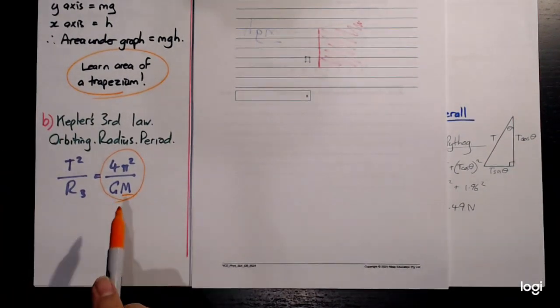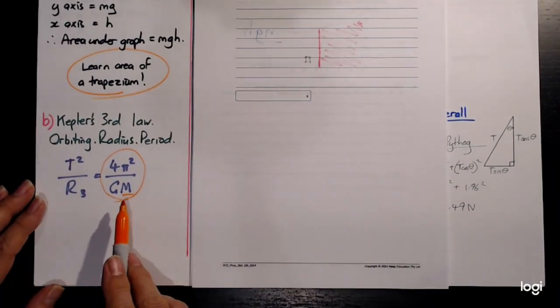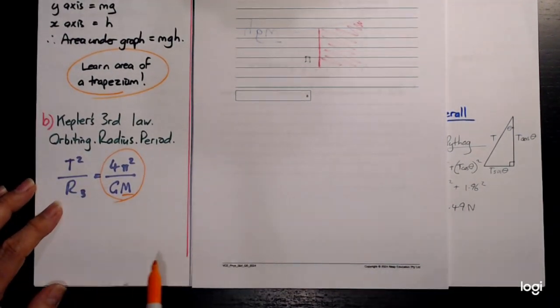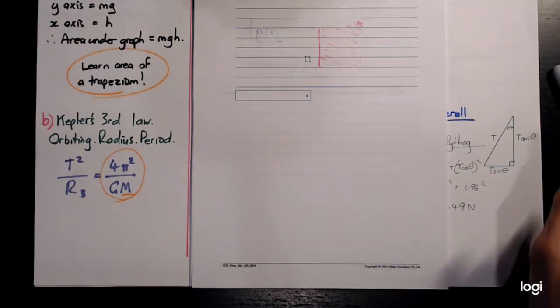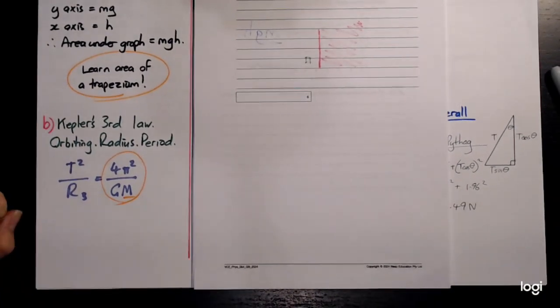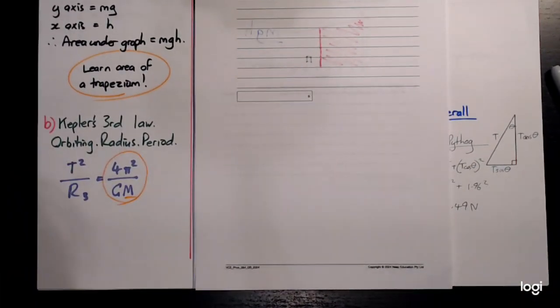But that's sort of the beauty of this. If you know this ratio for one thing that orbits the sun, then you know that ratio for everything that orbits the sun. It's a really good shortcut. But it only applies when you've got a period and a radius in the same question. Otherwise, you're not going to use it.